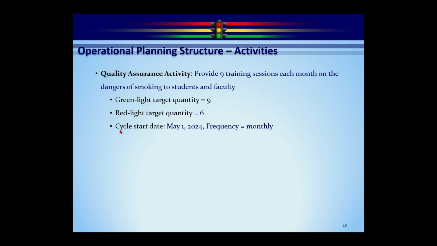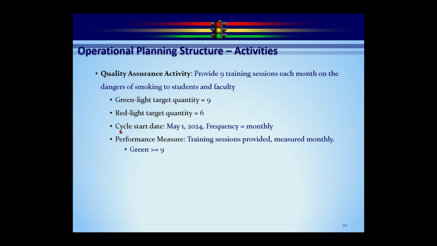Instead of a beginning and ending date, we have a cycle start date and a frequency. Our frequency we set to monthly. So if the beginning date is May 1, 24, then the ending date is going to be the end of May of 24. Then we automatically move into the next month, June 1 through June 30th, et cetera. I'll show you how all that works.